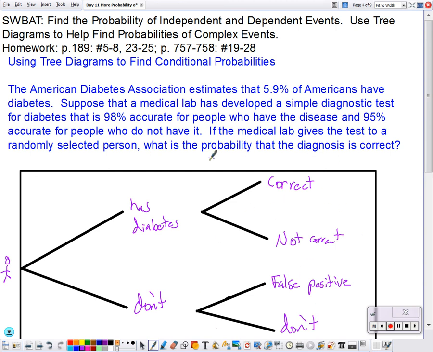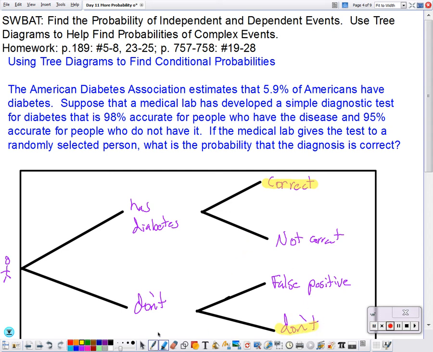So the diagnosis is correct. I have four branches here. Which branches say the diagnosis is correct? Right here. You have diabetes, and the test says you have diabetes, and then, you don't have diabetes, and the test says you don't have diabetes.